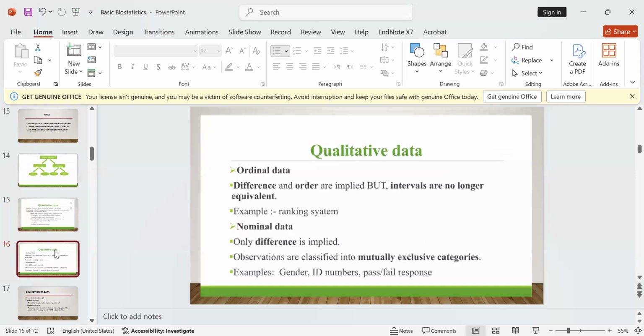Qualitative data is divided into ordinal and nominal data. Ordinal data: difference and order are implied, but intervals are no longer equivalent. For example, a ranking system. Nominal data: only difference is applied. Observations are classified in mutually exclusive categories. Examples include gender, ID numbers, or a pass or fail response.